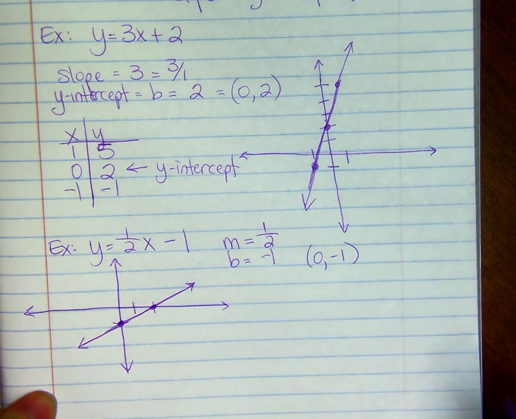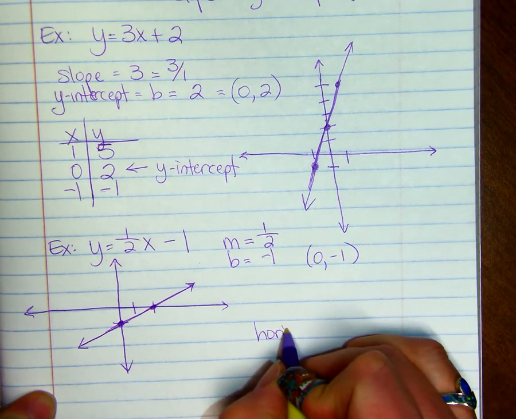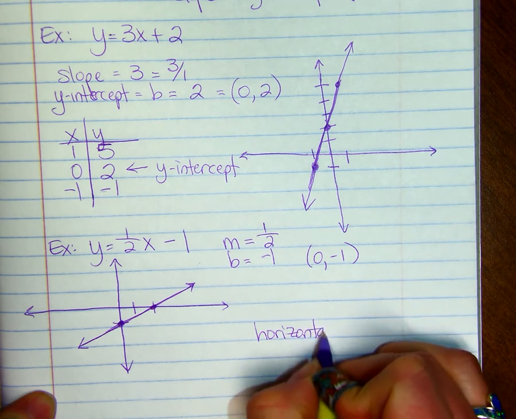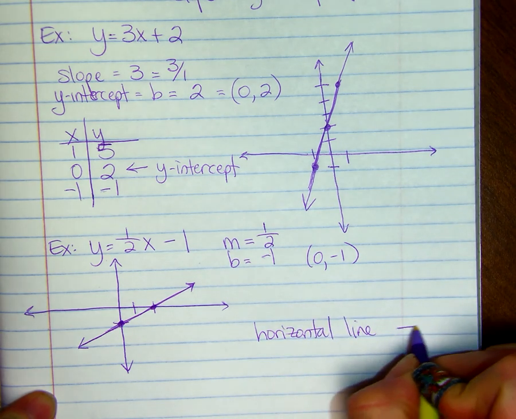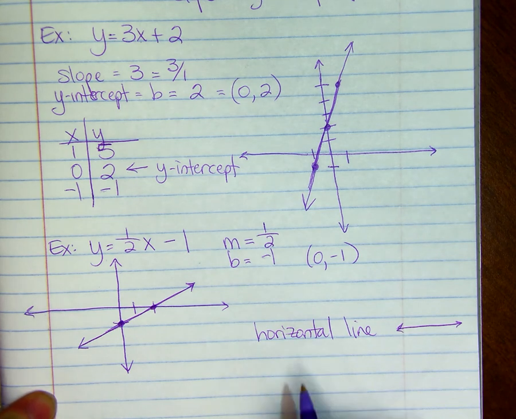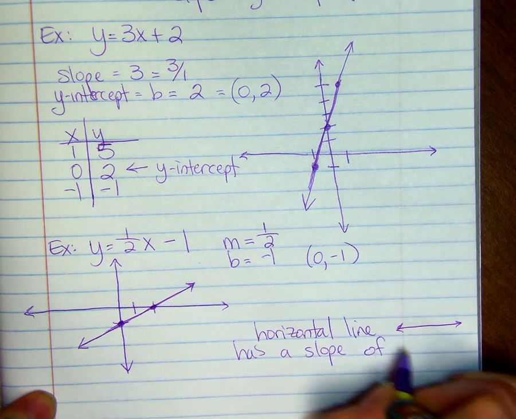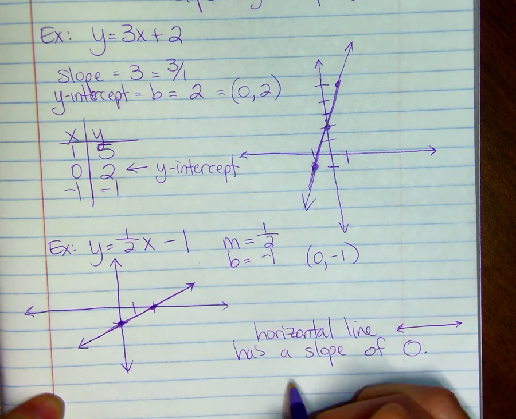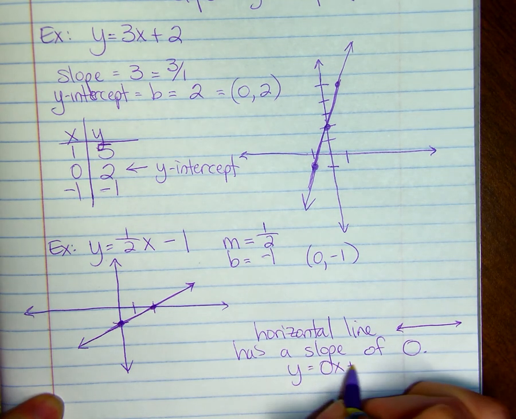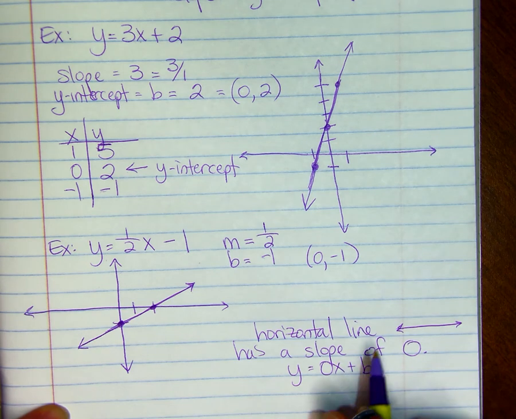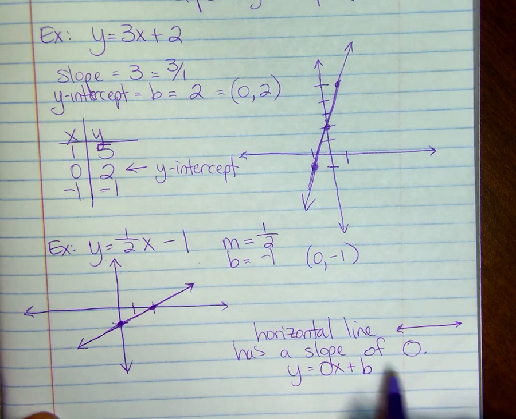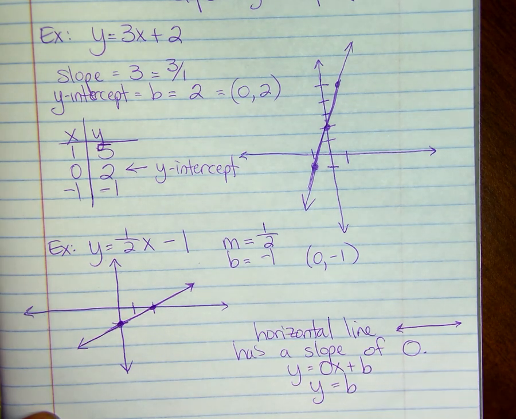Now, one thing we have to remember is that a horizontal line, remember it looks like this, has a slope of 0. So it's going to be y equals 0 times x plus b. And remember that 0 times x is just 0, so y equals b.